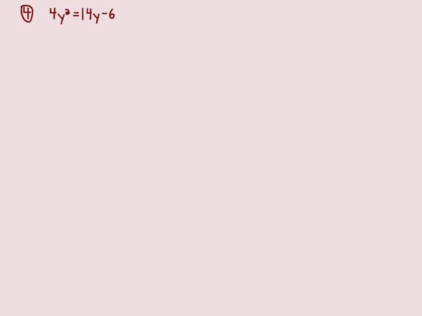All right, this is example number 4. 4y squared equals 14y minus 6. First thing I'm going to do is put this into standard form, which is 0 on one side of the equation and the other terms on the other side. Usually on the left, but not necessarily.